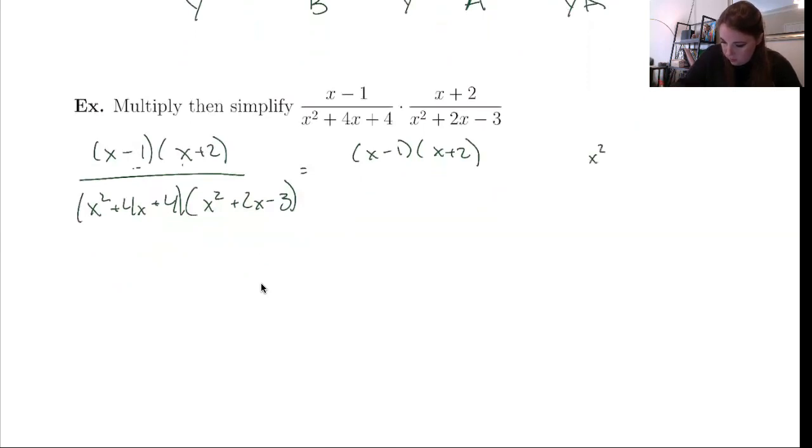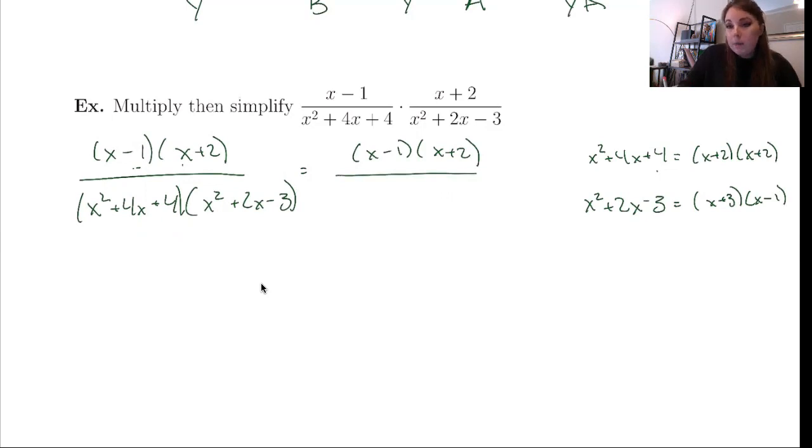If I go x squared plus 4x plus 4, since a is 1, I can just look for things that multiply to c, which is our constant. If you remember back to the AC method, I want things that multiply to 4 and add to 4: 2 and 2. So that's going to be x plus 2, x plus 2. And for x squared plus 2x minus 3, things that multiply to negative 3 and add to 2 would be x plus 3, x minus 1. Beautiful.